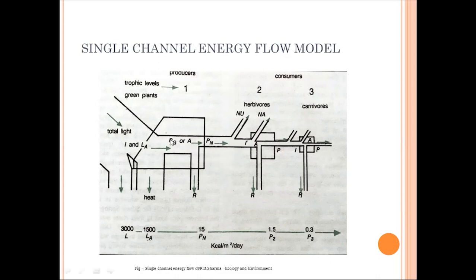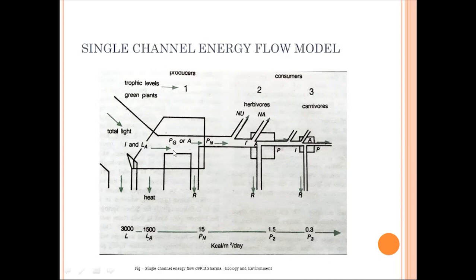It is representing the first trophic level, that is producers. Then the second box is of consumers. Second and third boxes represent the second and third trophic levels, that is herbivores and carnivores, which are nothing but the consumers. So I is the total light that falls on the green plant, out of which La is the light absorbed.